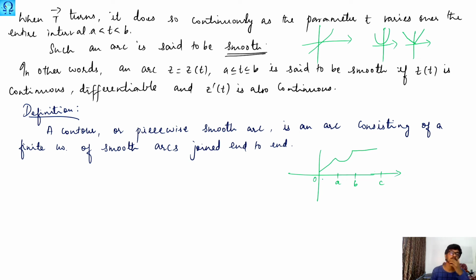So the given curve is smooth in the interval a to b. From 0 to a it is smooth, from b to c it is smooth, but when you look at the entire thing, it may or may not be a smooth curve. For example, consider a curve of this sort.